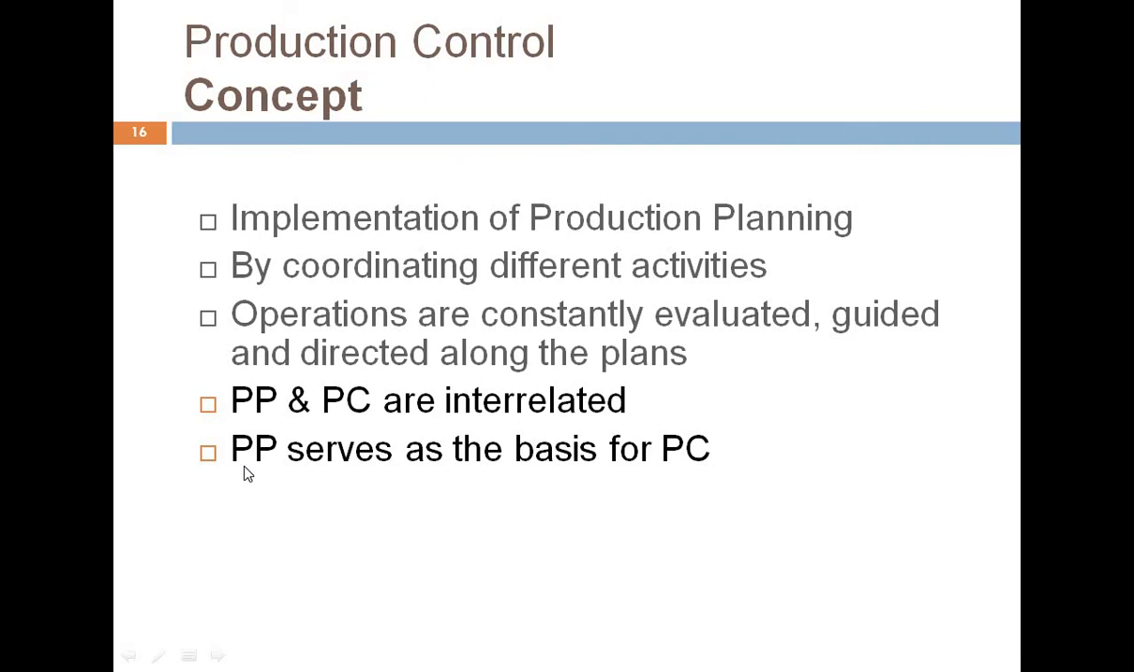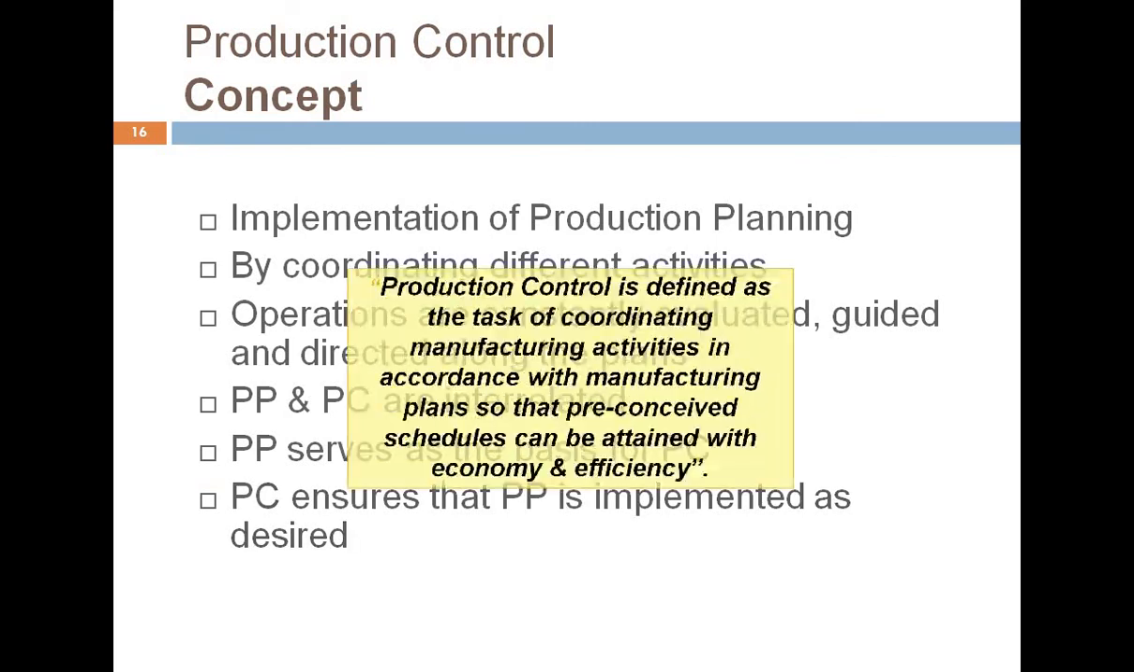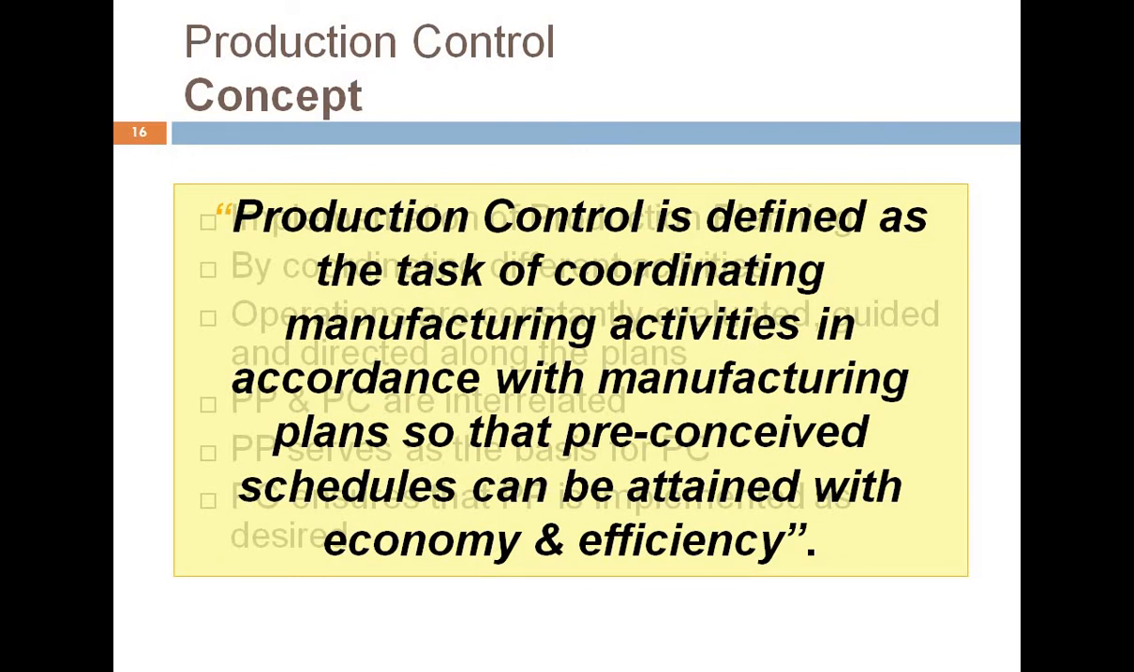The last point is very important, which talks about production planning serving as the basis of production control. Production control can only be possible when you have a plan to check. We can only measure the variations and deviations if there is a benchmark. That benchmark is clearly mentioned in the production planning, and the actual results are taken out during production control. Production control ensures that production planning is implemented as desired, as we have decided during the production planning phase. So this is the meaning of production control.